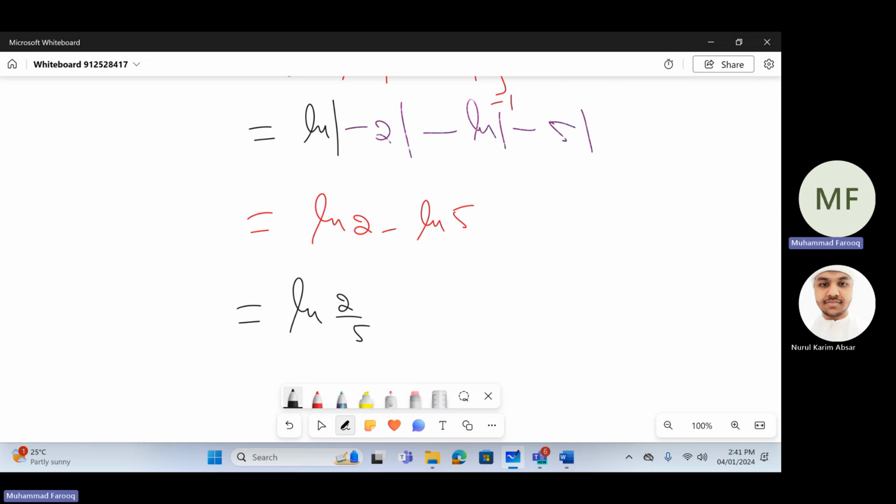Property: quotient. If you have subtraction between the ln's, you can write it as a quotient. If you have addition, you can write it as a product. If you leave it like this, is it correct? This is simplified. Okay?